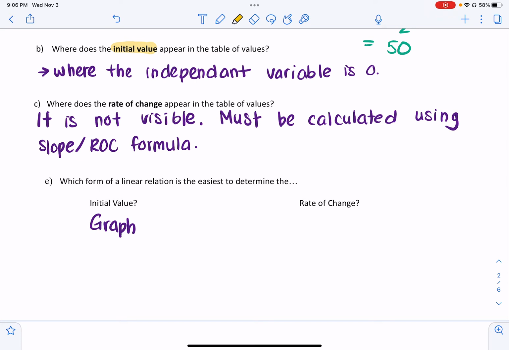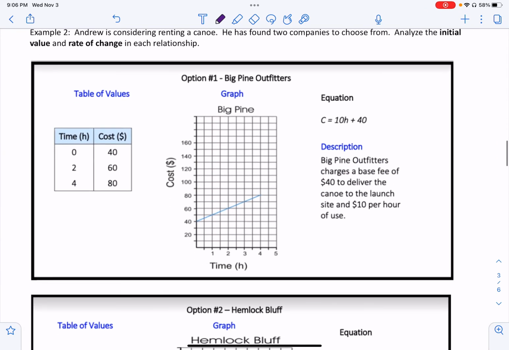Now for our rate of change, it's usually easiest if we have our equation or a description. And as we keep working with these linear relations and understanding how our rate of change works, that will become clear that that's our easiest option. Now it's our easiest option, but we have our formula, so we can absolutely still find it from the graph or the table of values. Okay, let's look at a couple more examples.